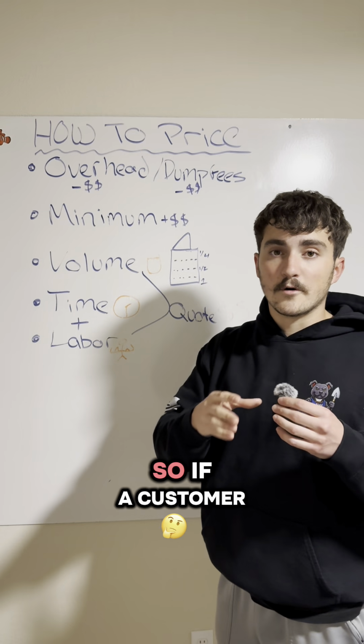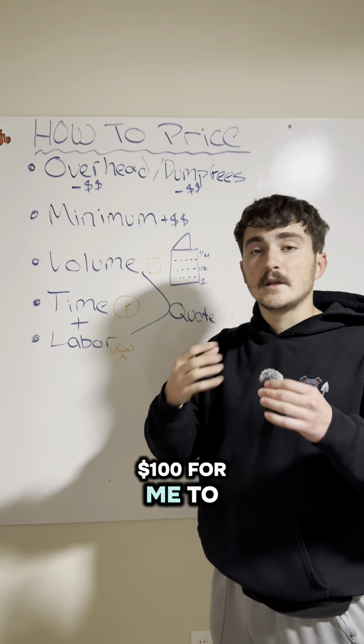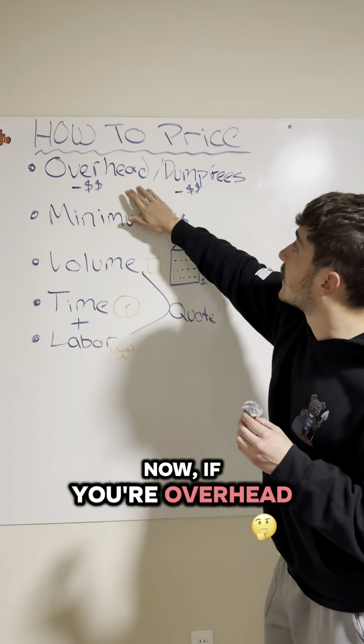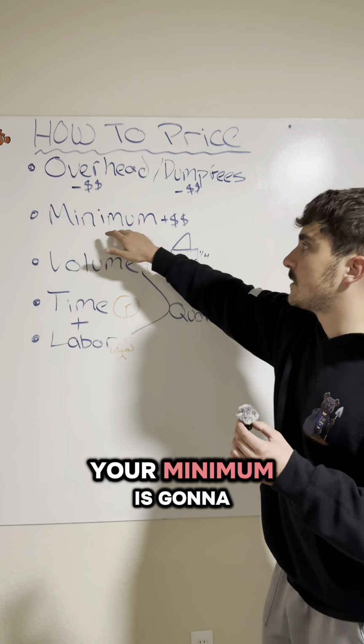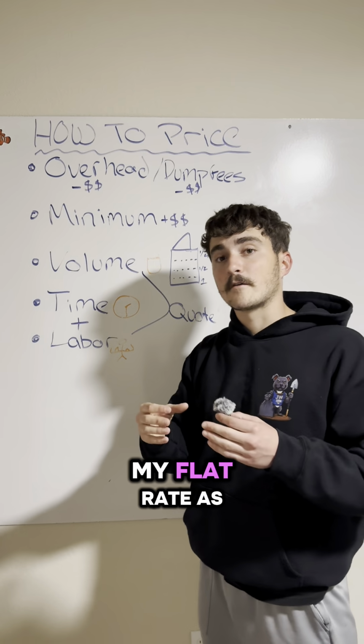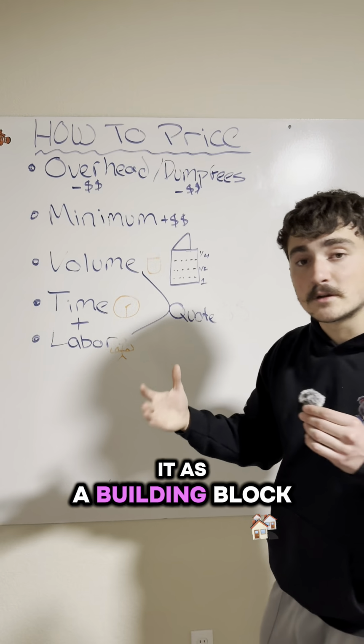It's a flat rate. So if a customer has a couch sitting out on their curb, it's going to be $100 for me to come out, pick up the couch, and take it to the dump. Now, if your overhead and your dump fees are more than mine, your minimum is going to be more than mine. However, $100 is about where I'm at for my flat rate as of now. Once you get your minimum, you can use it as a building block for quotes.